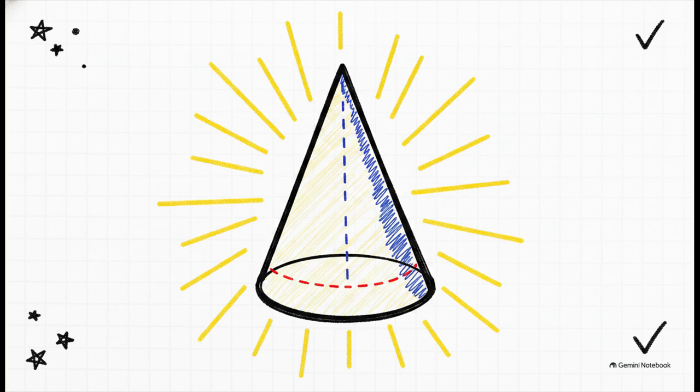So pi times 3 times 7, giving us an exact answer of 21 pi. Since we don't need the base, we just skip step 2 entirely. For step 3, if we write 21 pi as a decimal rounded to one place, it's about 66.0. Boom, simple, structured, and totally correct.